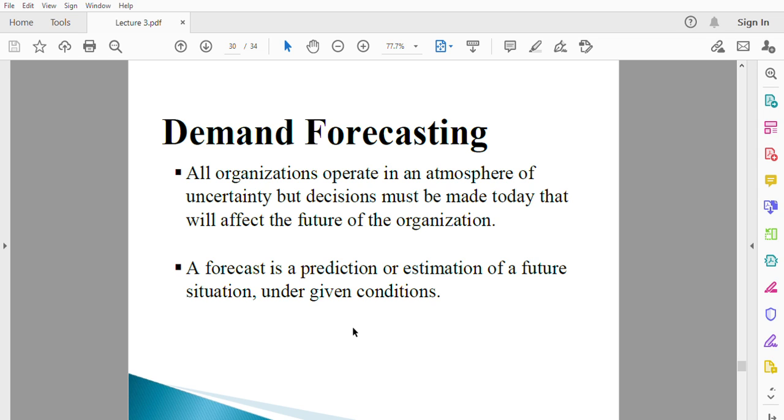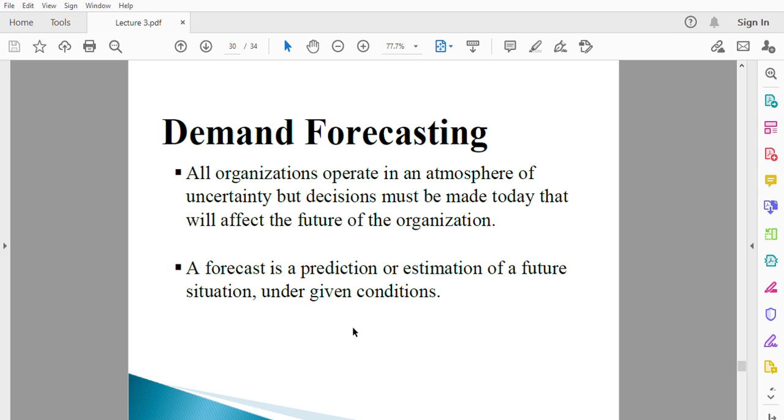and those decisions are supposed to be decisions that will affect the future of the organization you are working in. And if you are a manager, you have to make decisions that will bring a positive effect on the organization. Because of that, you have to always forecast. So a forecast is a prediction or estimate of a future situation under given conditions.